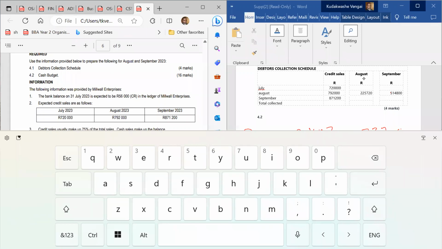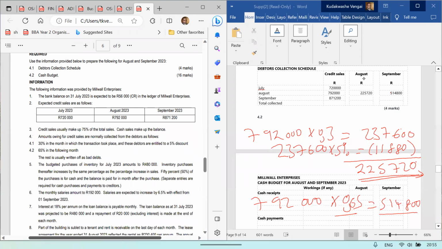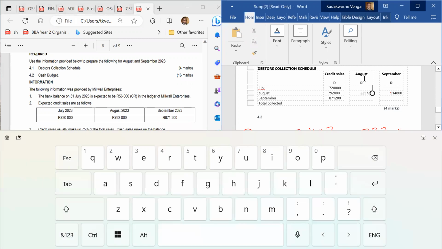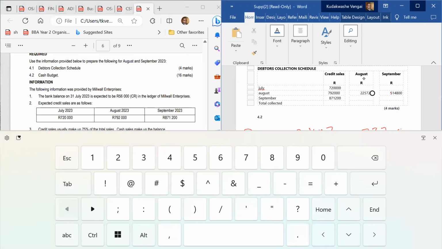But still, although they didn't ask for July, we also know that some of the sales that were made in July will only be collected in August. And what is that? That is the 65%, which is collected the following month. So the sales that were made in July, which is 720,000 credit sales, multiplied by 65%, gives us the amount that is going to be collected in August, but it is for the sales done in July. So we record them there.